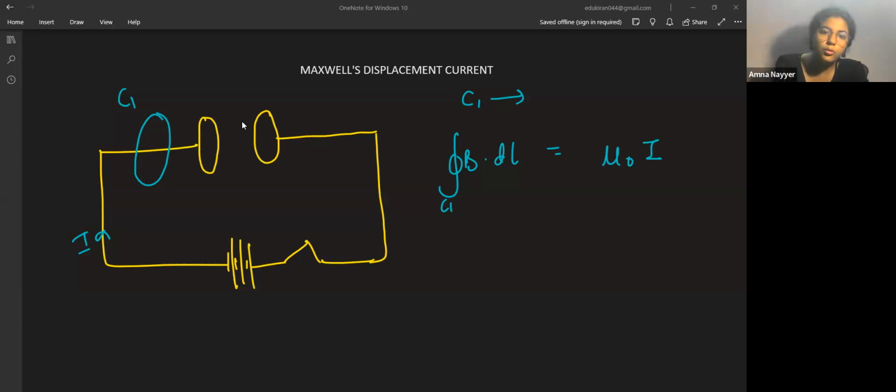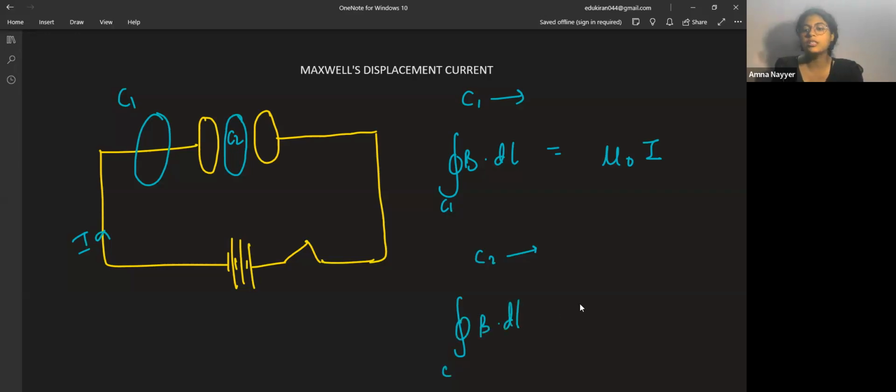Then one more loop was taken between these two. That was C2. When C2 was taken, it was observed that the closed integral of B dot dl for this C2 comes out to be mu naught into I, and there isn't any current between the capacitor plates. We know how the charges transfer. The process of induction occurs from one positively charged plate to the negatively charged plate. The charges move on, but in between them, current is actually not moving. So current here becomes zero.